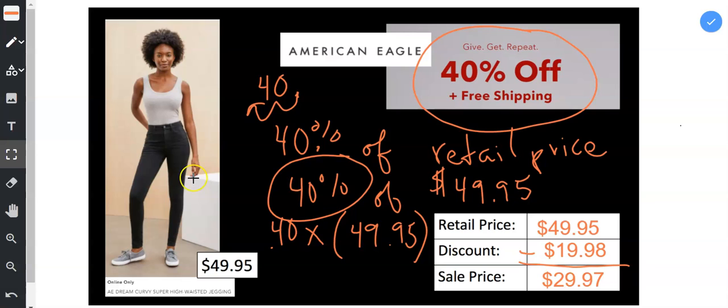I think that's a pretty good deal for jeans. And this is real. I took all these pictures on the American Eagle website. This was the actual retail price. The discount was actually 40%, and this is the actual sale price of this item.